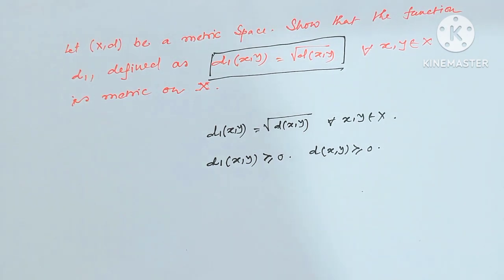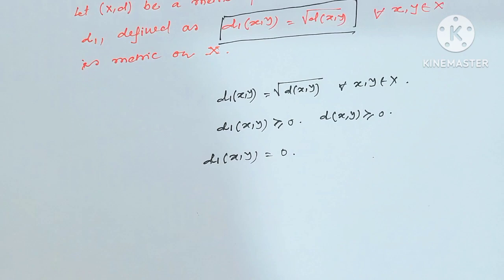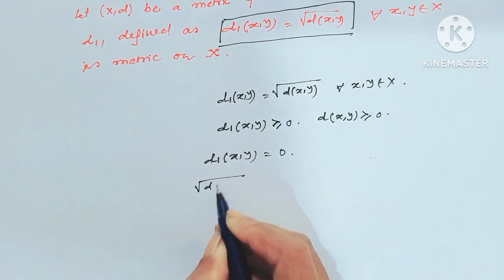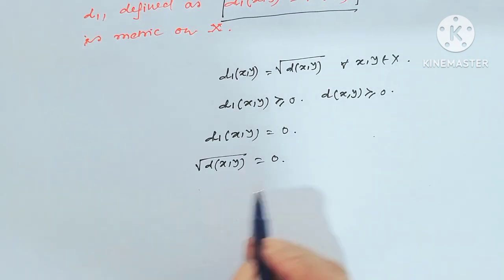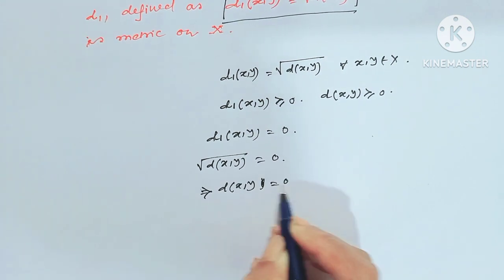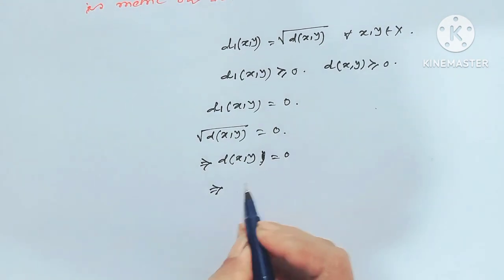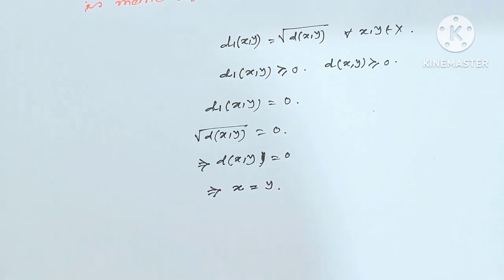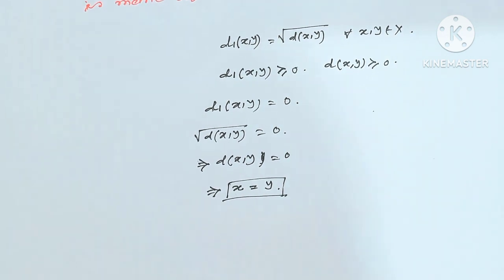Second condition: consider d1(x,y) equal to 0. That means the square root of d(x,y) equals 0. Squaring both sides, this implies d(x,y) equals 0. And since d is a metric, d(x,y) equal to 0 means x equals y. So if d1(x,y) equals 0, then x equals y. The second condition of a metric space is also satisfied.